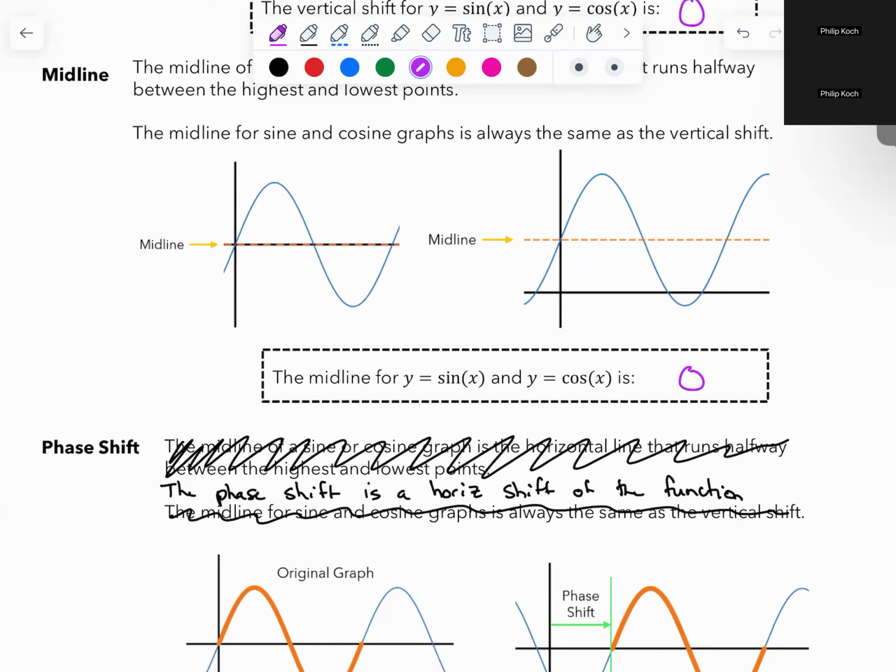What is a line? It's an equation. It's a function. So it has to be y equals 0. The midline for sine and cosine is y equals 0.